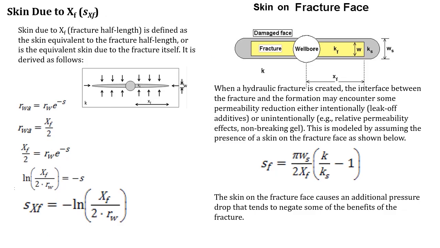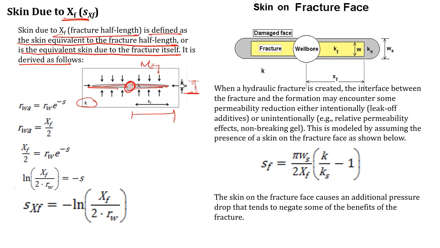Now, skin due to XF, or fracture half length. It is defined as the skin equivalent to the fracture half length, or the equivalent skin due to the fracture itself. It is derived as follows. As we know, this is my fracture half length. This is my wellbore. This is the fracture that I have created in the direction perpendicular to the minimum principal stress. This is the permeability of the actual reservoir. This is the fracture width. And this is my map view.